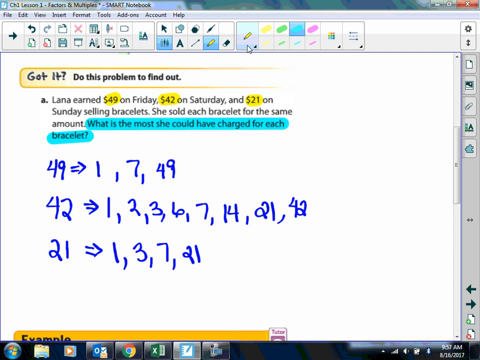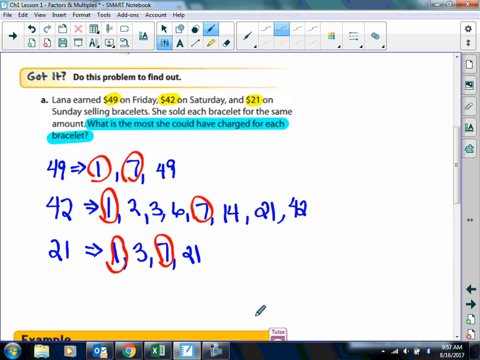So now we can go ahead and circle the ones that they have in common. So we've got 1s in common. What else do we have in common? We have 7s in common. Anything else? Nope. Which one is the greatest of those two? Of course, 7 is the greatest. So our GCF is 7. 7 what? Dollars. Very good. So that is the most she could have charged for each one of the bracelets.